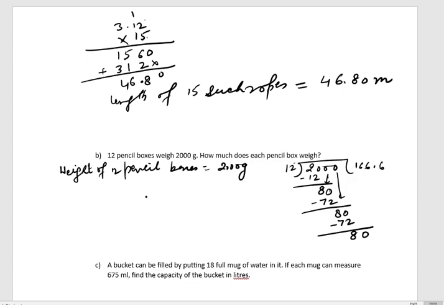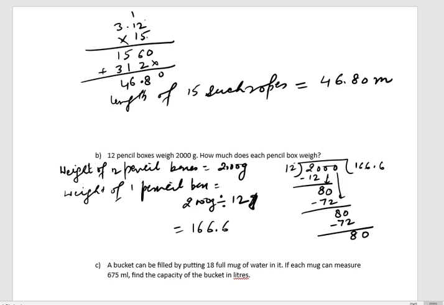So what we have done: weight of one pencil box equals 2000 divided by 12 grams, and you should write gram here, not here, and that is coming as 166.66 grams. I hope it is clear.